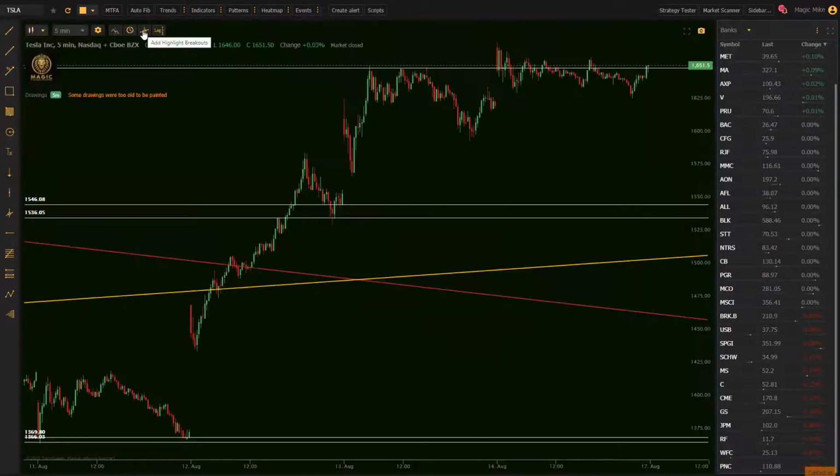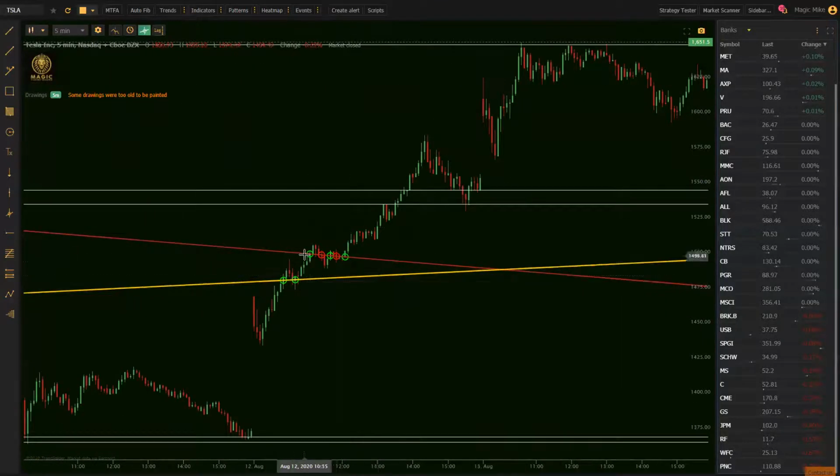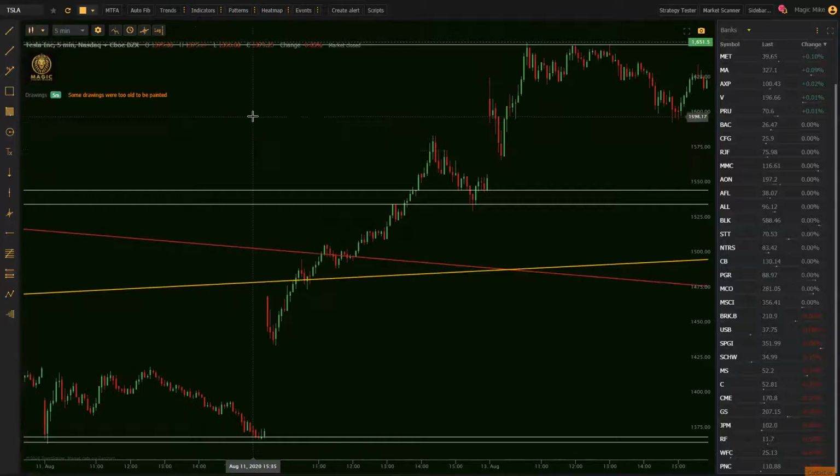You can even add things like the highlighted breakouts. Whenever a trend line is broken, you can hit that little button and it shows where the chart broke a trend line or thing of that nature. So, a very useful tool, I guess, if you want to add a little extra something in there.